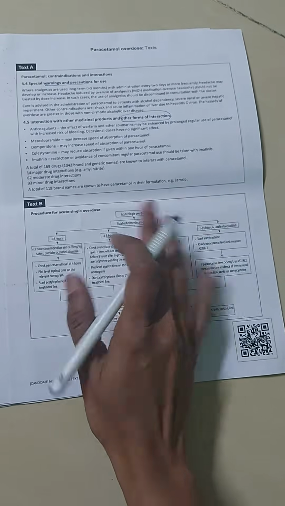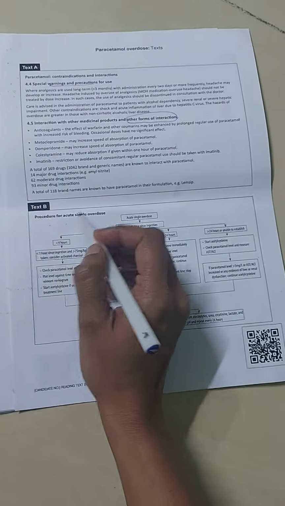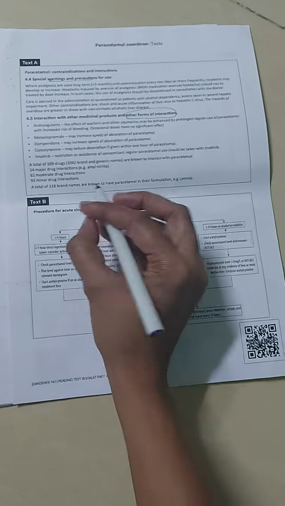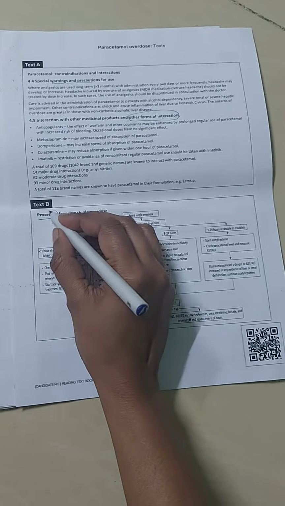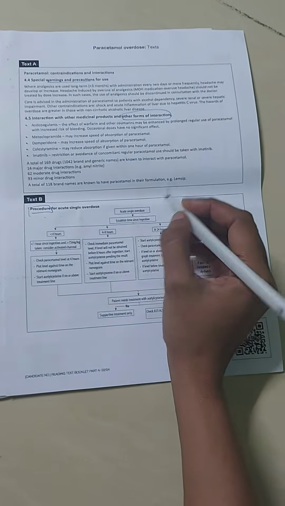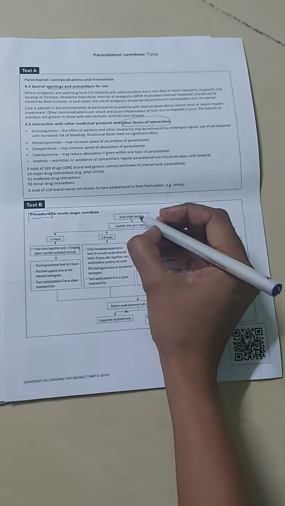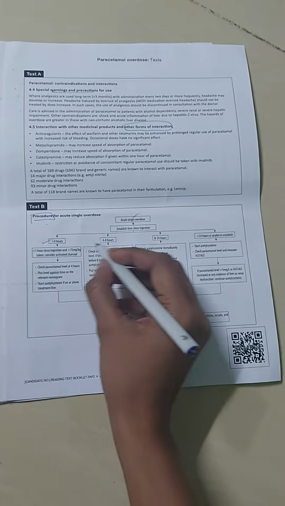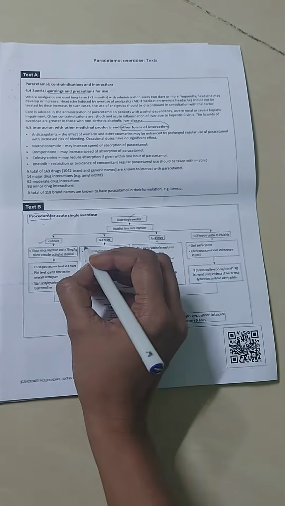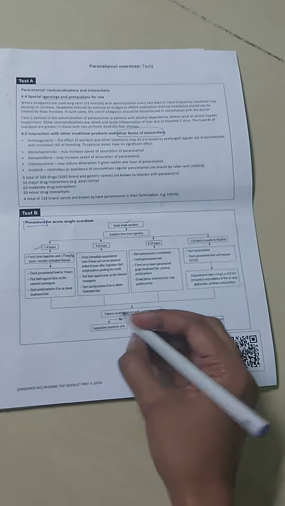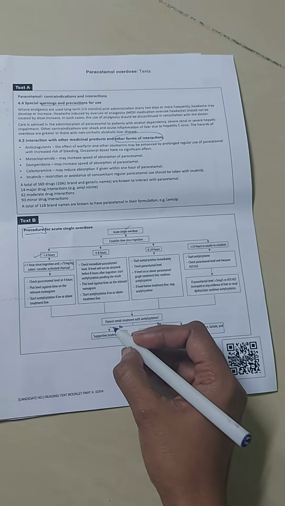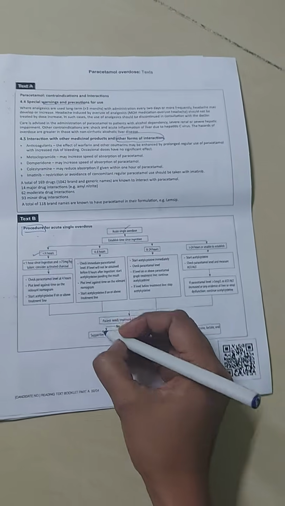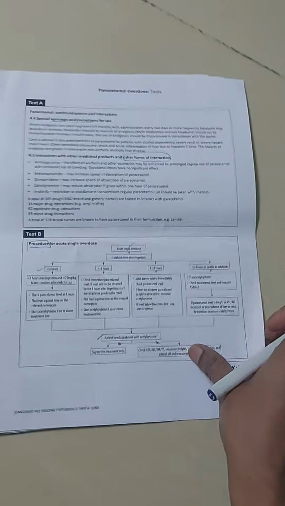So text B is about the procedure for acute single overdose. This is all about the procedures, and the important words are something like single overdose and 4 hours, 4 to 8 hours. So there is some time. I need to mark it, and then the patient needs treatment with acetylcysteine. I will mark this also as my point.